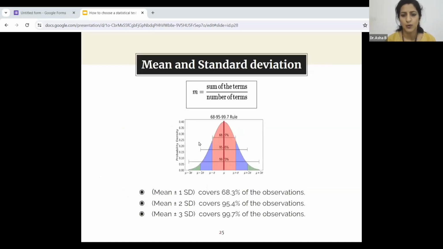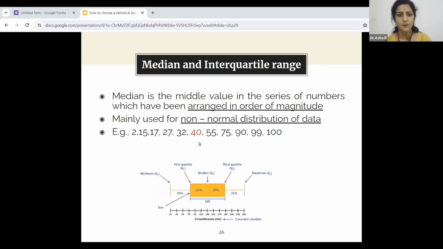In the last session, we have seen again what is mean and standard deviation. The mean tells us about the location of the normal curve, and the standard deviation shows the spread of the numbers. So whenever we are presenting normally distributed data, we present it in terms of mean and standard deviation. When the data is not normally distributed, then the numbers have to be arranged in order, and then we have to check for the median.